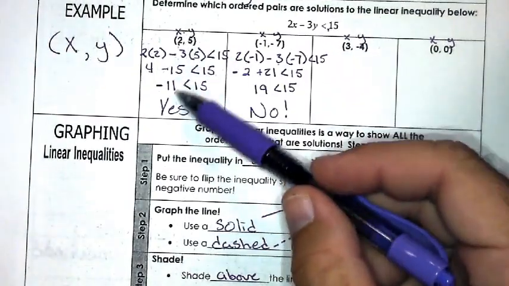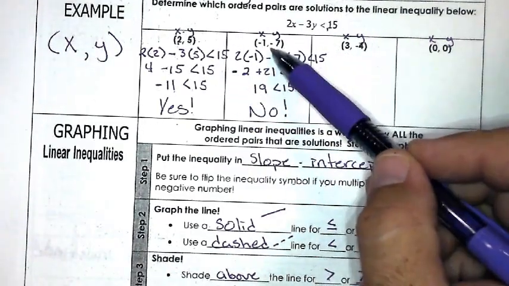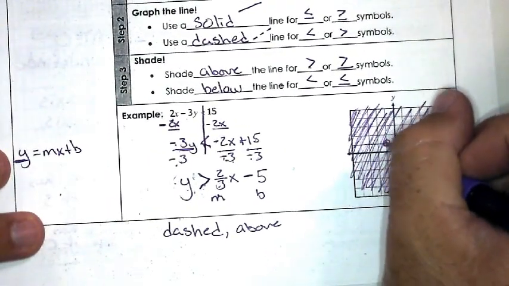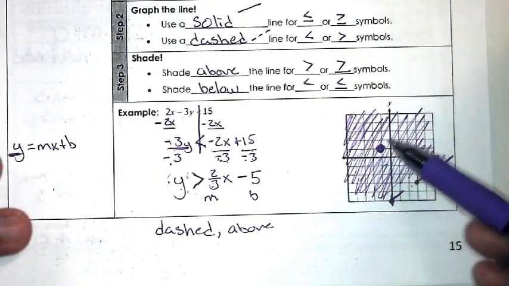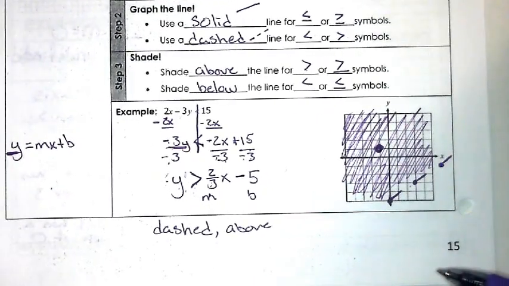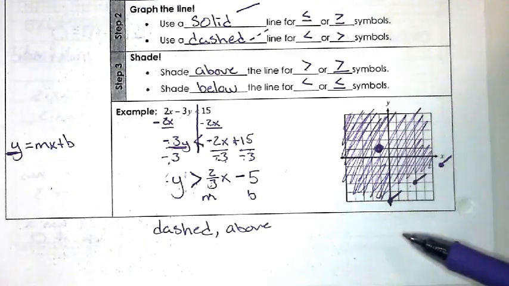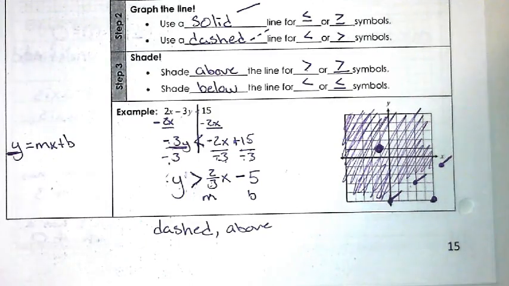Before we move on, I do want to talk about a few things. Up here, we said, are these ordered pairs solutions, yes or no? That's if you have the equation and I give you an ordered pair. What if I just give you a graph and a point on the graph? Is this point in the shaded area? If you have an ordered pair in the shaded area, that is a solution. If I gave you this point, is that in the shaded area? No. So it is not a solution. It's not a part of it.